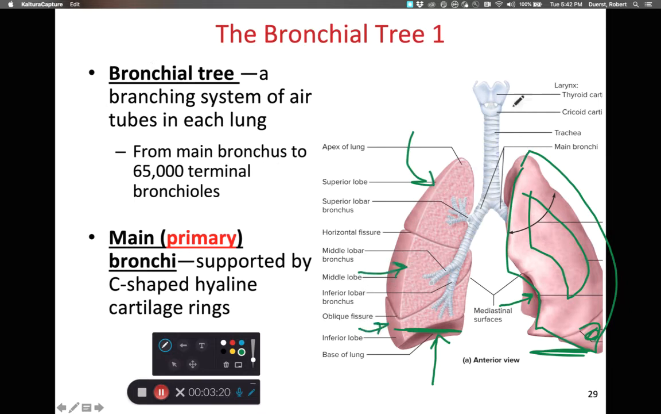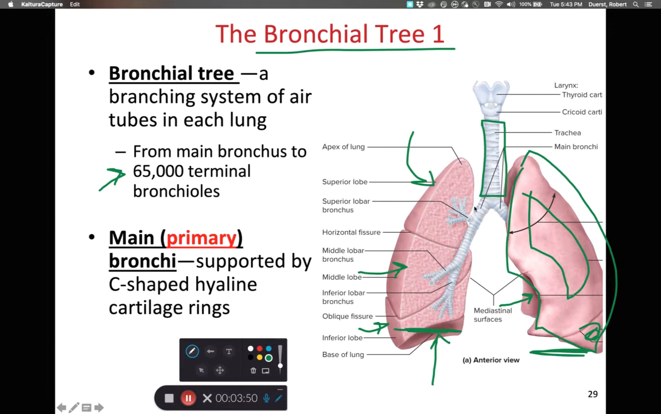As we look at the lungs, left and right lungs, we have what is known as a bronchial tree. So when we look at the bronchial tree, I want you to think of the trachea as the trunk of a tree, and then all the branches down here as the rest of the tree. So you can think of the bronchial tree as an upside down tree. And from that main bronchus of the left or right lung, we're going to keep branching and branching and branching until we end up with approximately 65,000 terminal bronchioles.